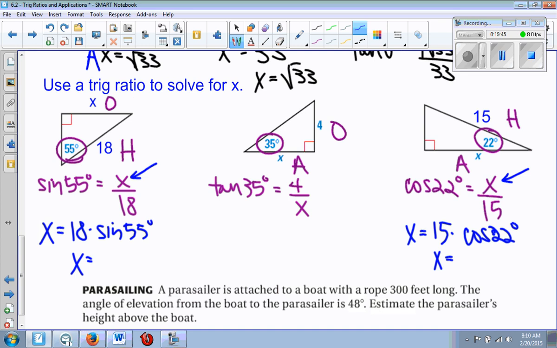So the first one, we are going to come out with 18 times sine 55. We get 14.7. In the last one, 15 cosine of 22, we're going to get 13.9.